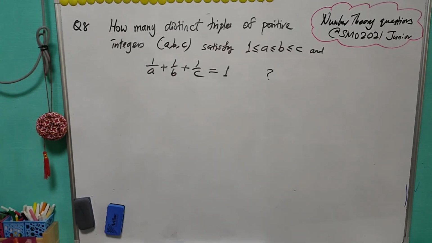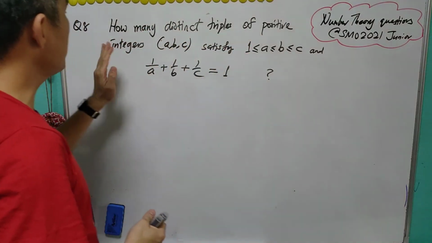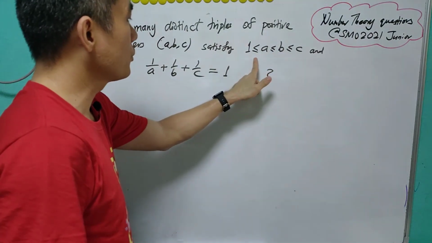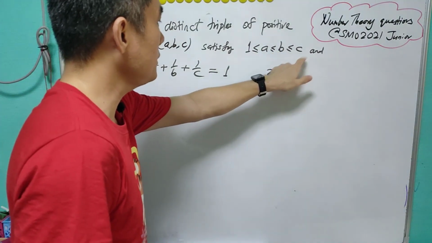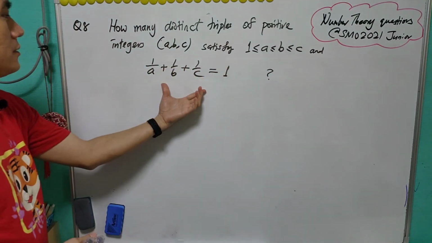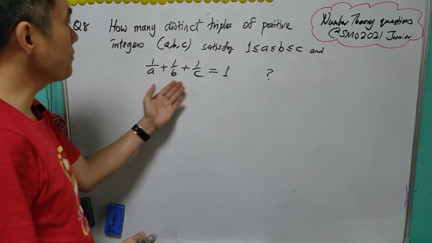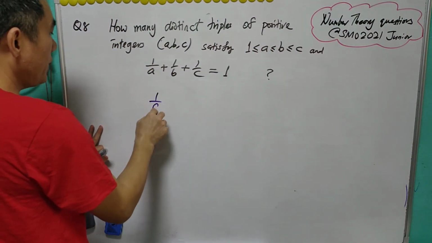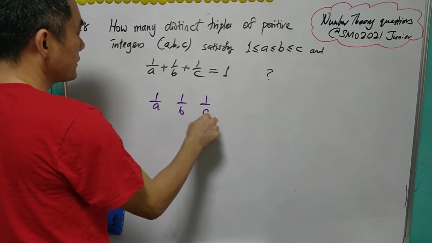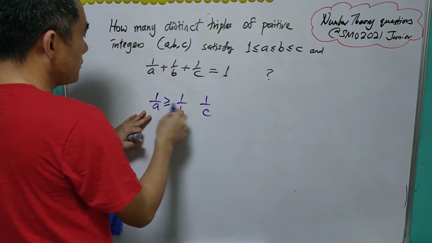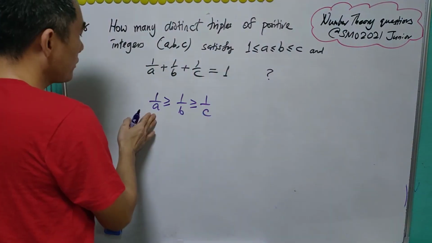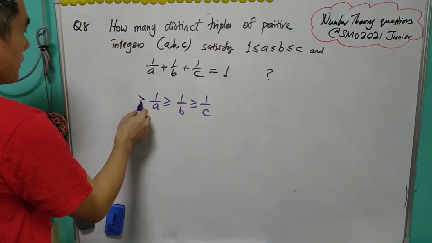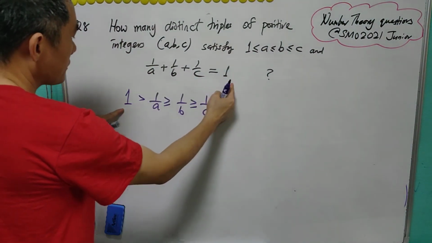For question 8, we are asked how many distinct triples of positive integers A, B, C satisfy this inequality: 1 is less than or equal to A, less than or equal to B, less than or equal to C, and this equation: 1 over A plus 1 over B plus 1 over C equals 1. From the inequality, we know that 1 over A is greater than or equal to 1 over B, which is greater than or equal to 1 over C. And all of them must be strictly less than 1 because the sum is equal to 1.